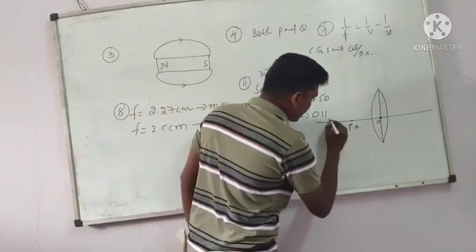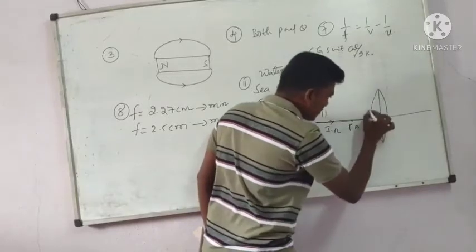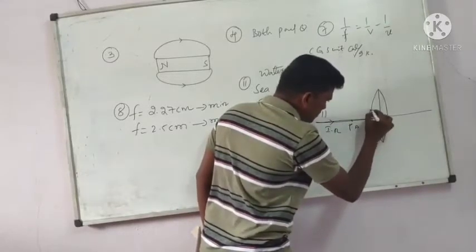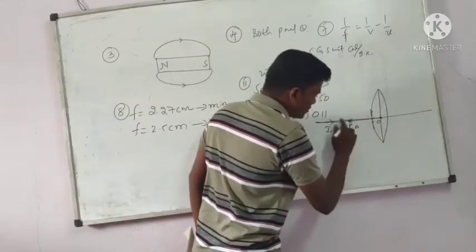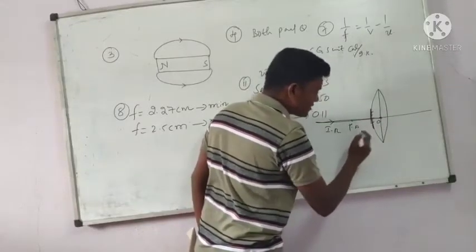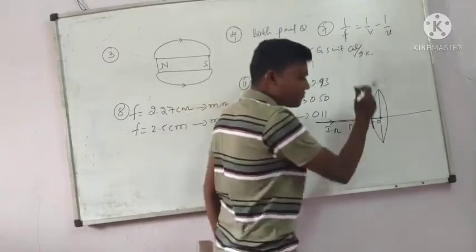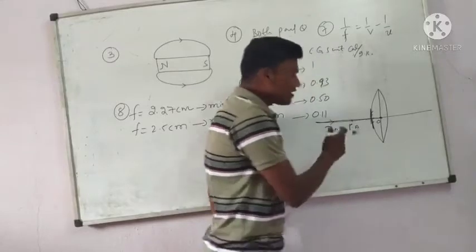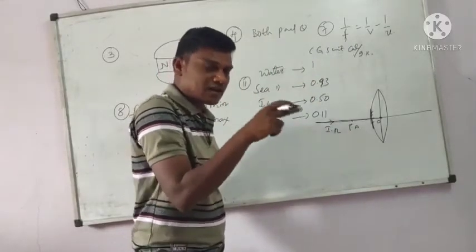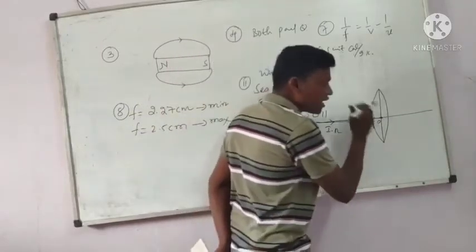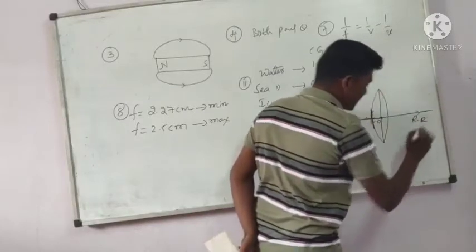If the incident ray is passing along the principal axis, at the first refraction we draw a tangential line. The incident ray is normal to the refracting surface. That's why, when the incident ray falls normally on the refracting surface, without any deviation it will move along this. This is the refracted ray.